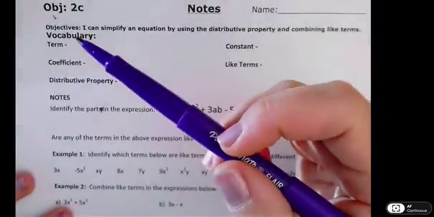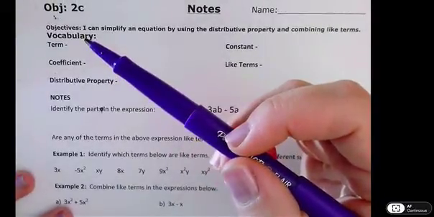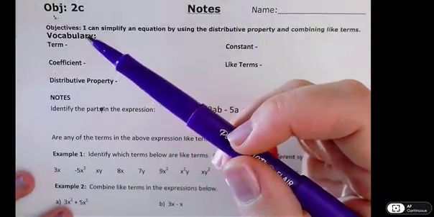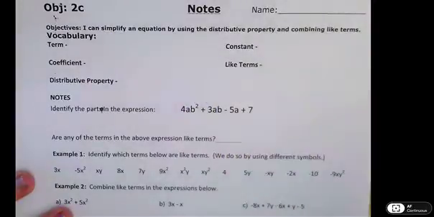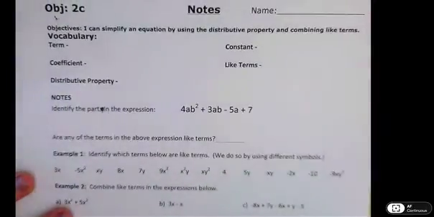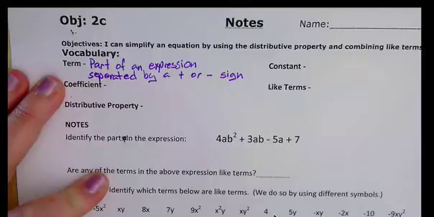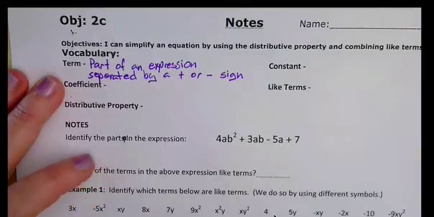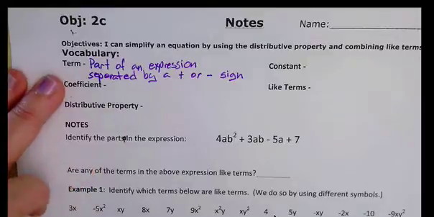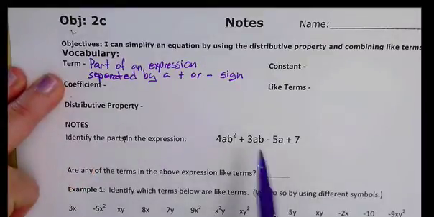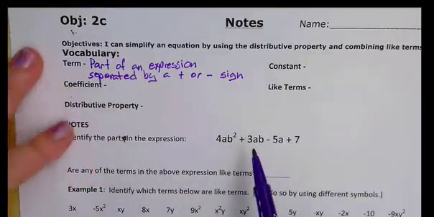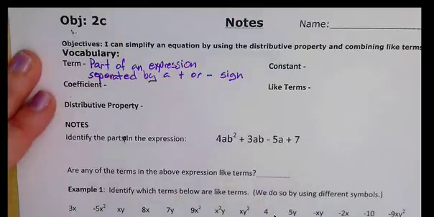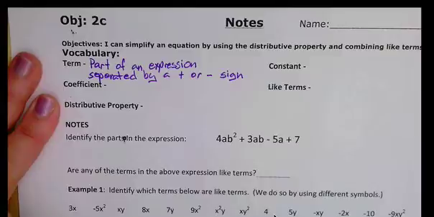Anyway, objective 2C: I can simplify an equation using the distributive property and combining like terms. So first let's get down some vocabulary here. A term is part of an expression separated by a plus or a minus sign. We're going to find all these things in this expression in just a little bit, but let's get all this down first. Make sure that you're pausing the video, writing it all down, and rejoining me so that you're not writing when I'm talking and going over things.